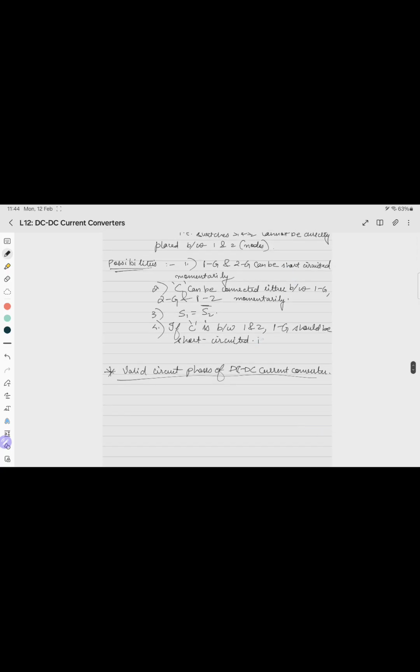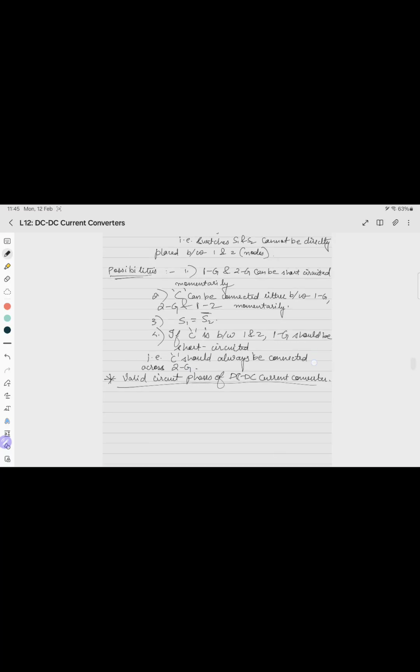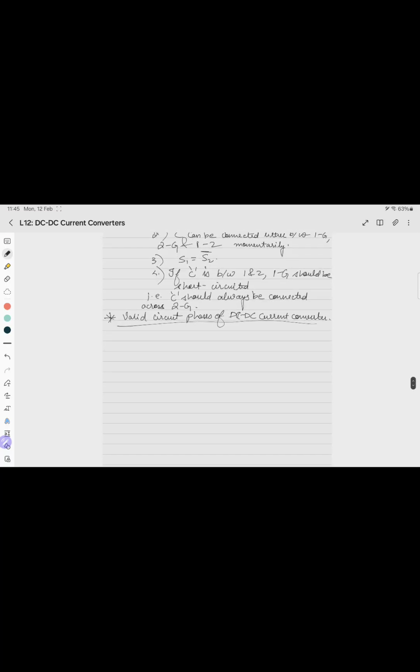That is, C should always be connected across 2 to G. This we concluded. So now I'll write the valid phases. Phase number 1. In phase number 1, let's say this is IN.